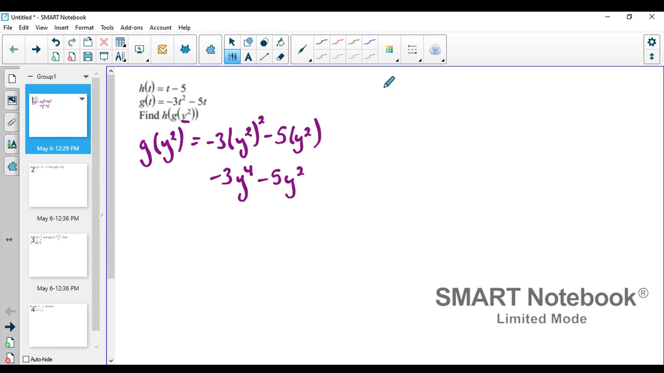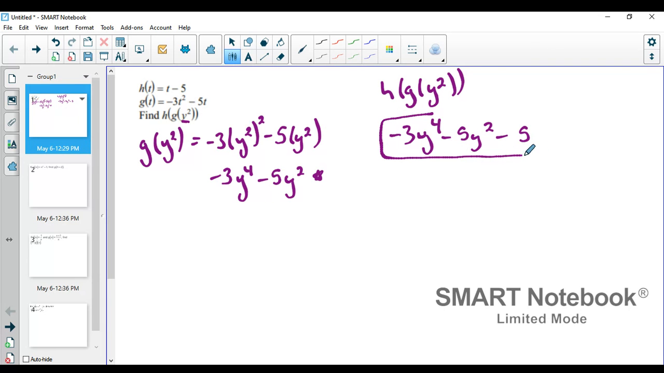So then the next part of this is h of g of y squared, which means we're taking this answer and we're plugging it into t in h of t. So we have negative 3y to the fourth minus 5y squared minus 5. And there's nothing else to simplify there, so that's as far as it's going to go. And that's the final answer for this one.